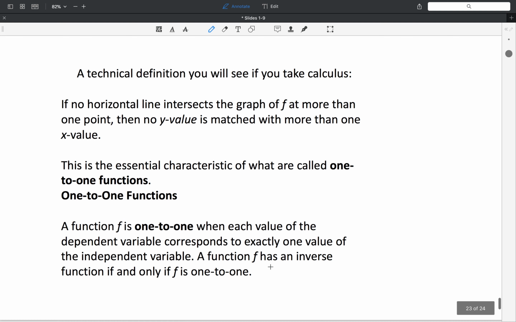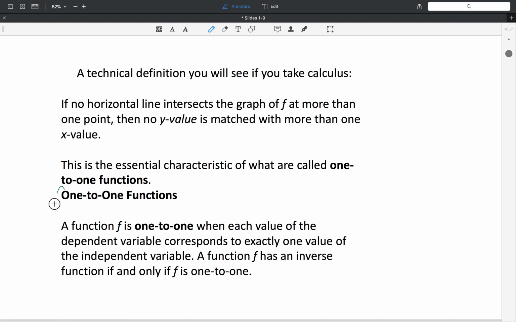Okay. So here's one last thing, and this is a technical definition if you see calculus. We'll do one last thing and then summarize. If no horizontal line intersects the graph more than once, then no y value is matched with more than one x value. That's an essential characteristic of what are called one-to-one functions. And a function is one-to-one when each value of the dependent variable corresponds to exactly one value of the independent variable. One-to-one. Each y has one x, each x has one y.